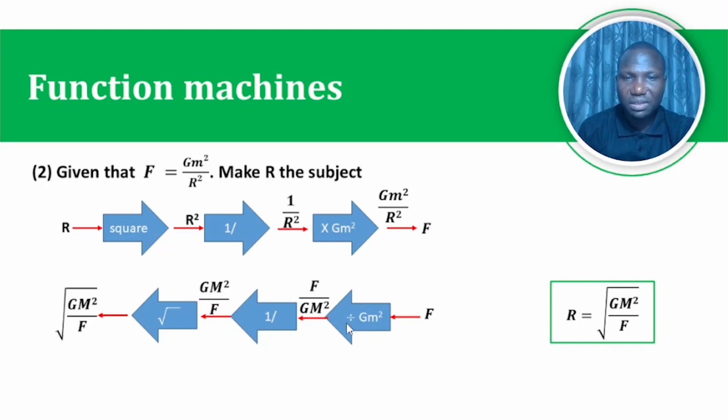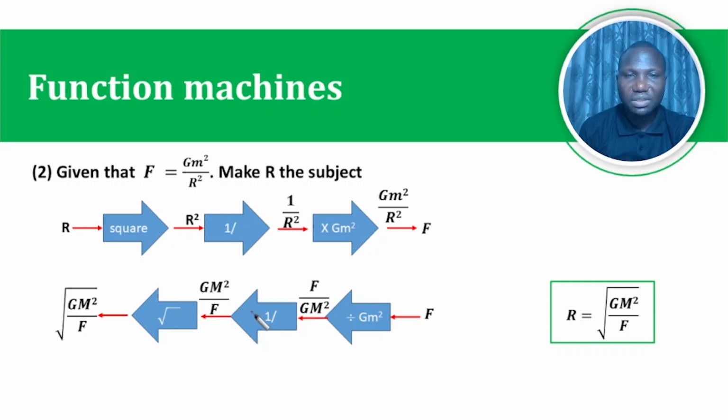Now, this machine here will do the opposite of what this machine did. This machine multiplied by gm squared. Therefore, this will divide the f by gm squared. So we're going to have f divided by gm squared.